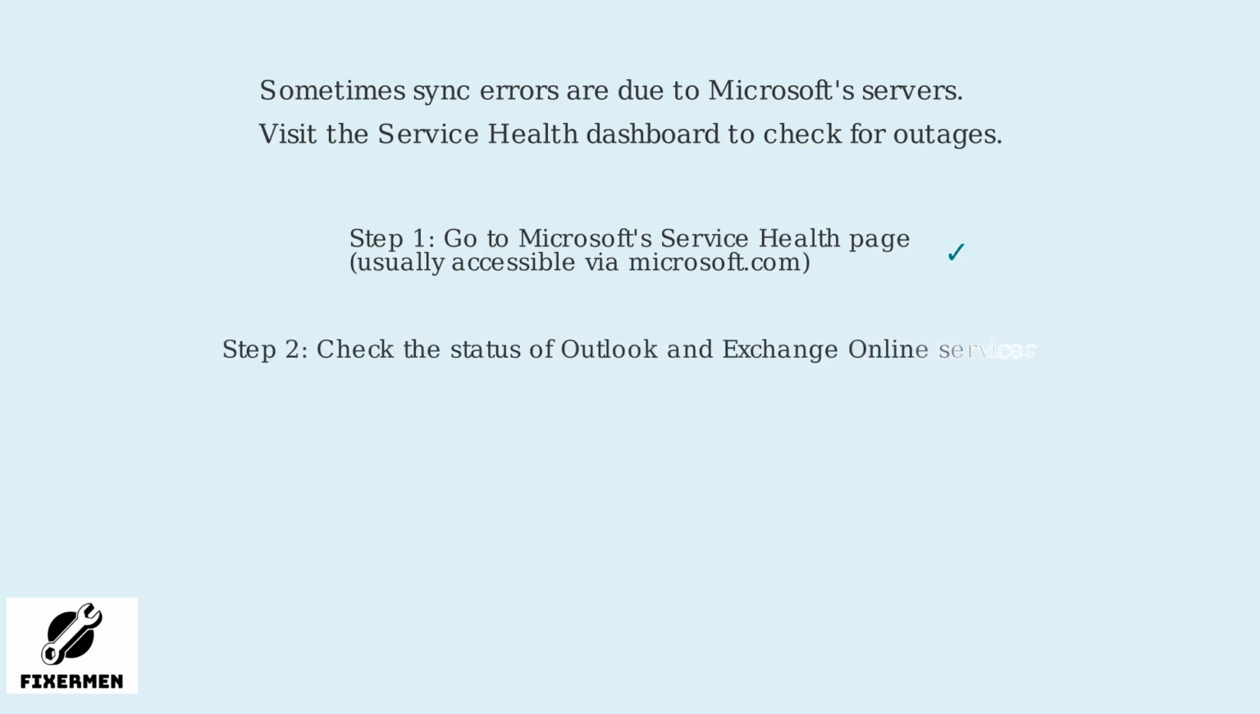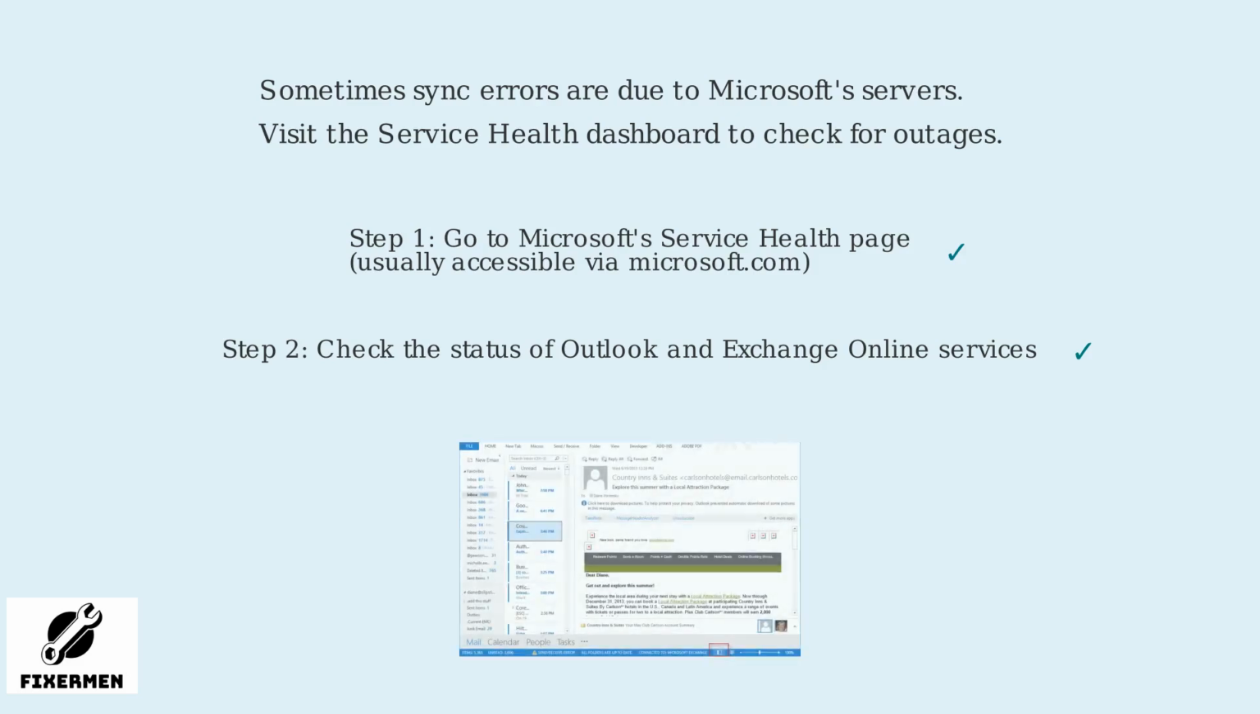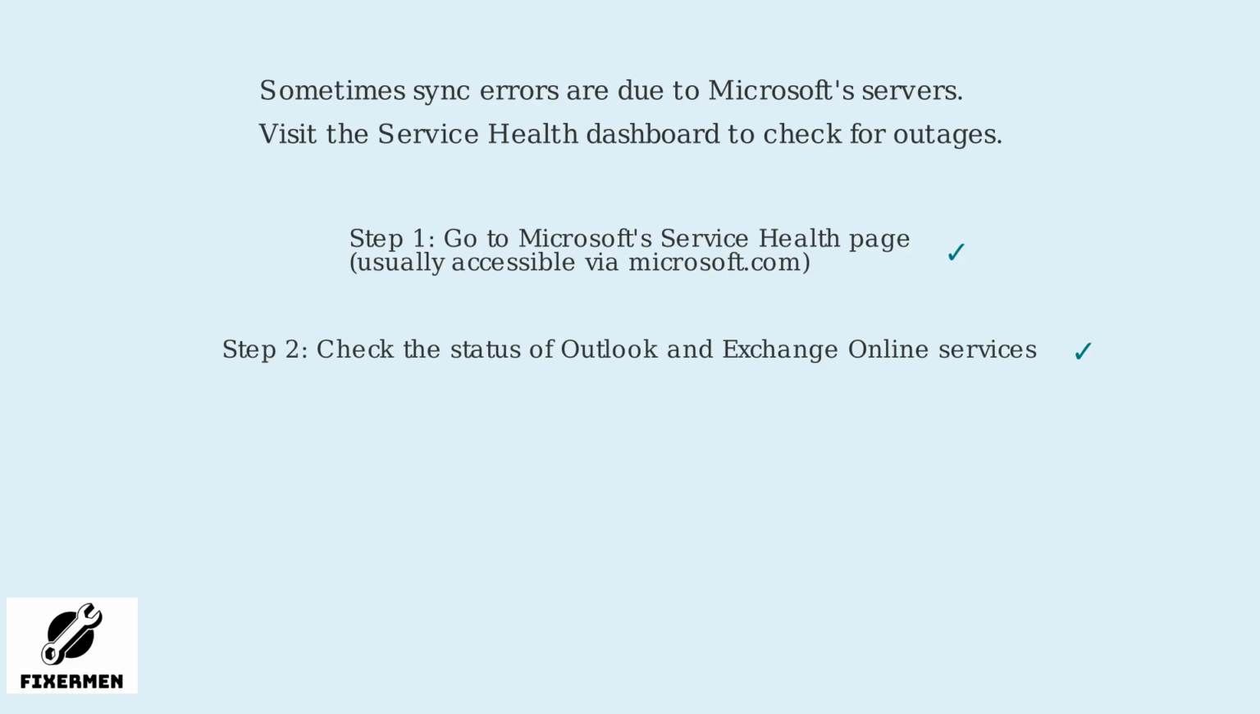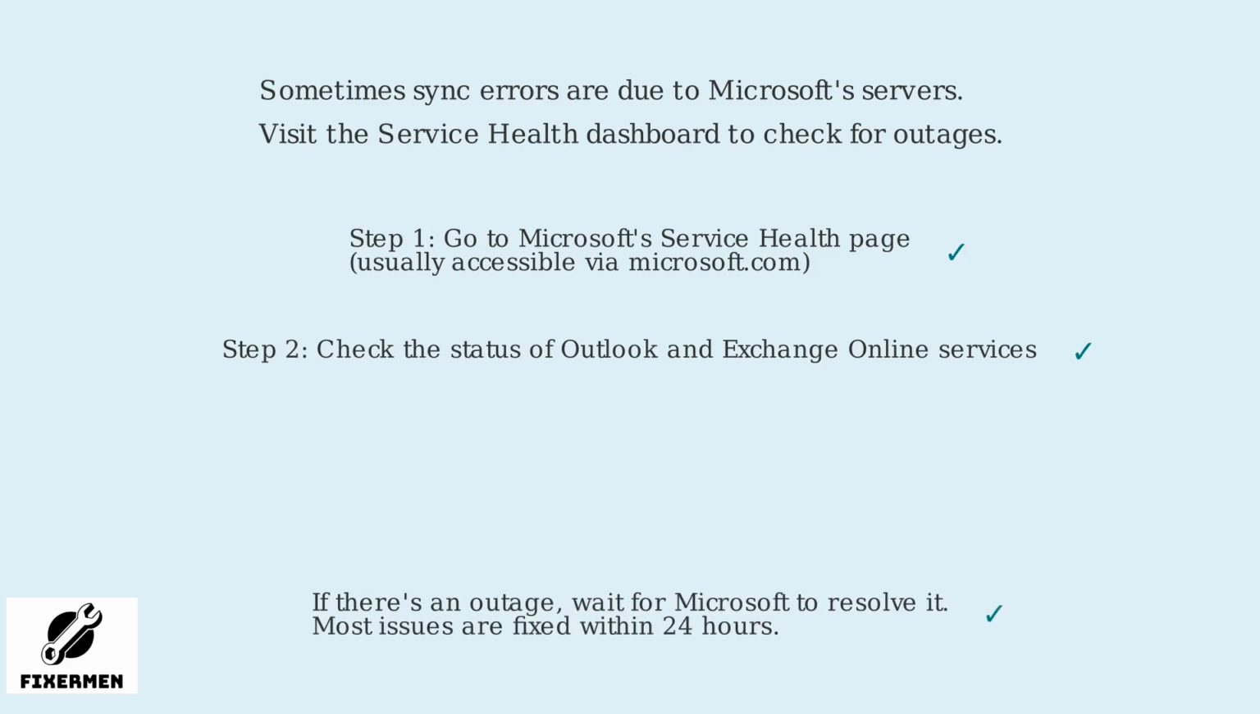Step 2 involves checking the status specifically for Outlook services. If you see an advisory or outage listed, that's likely the cause of your sync problems. In Outlook itself, you can also check the connection status in the app's interface. The status bar often shows if you're connected to Microsoft Exchange. If the Service Health dashboard shows an issue with Outlook or Exchange Online, you'll need to wait for Microsoft to resolve it. According to recent reports, most server-side issues are fixed within 24 hours through Microsoft's support channels.